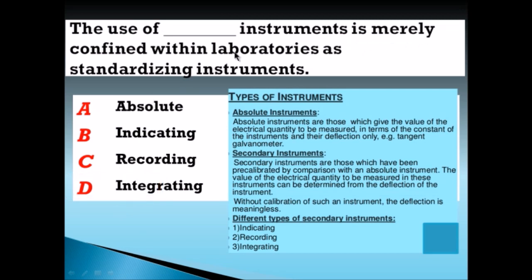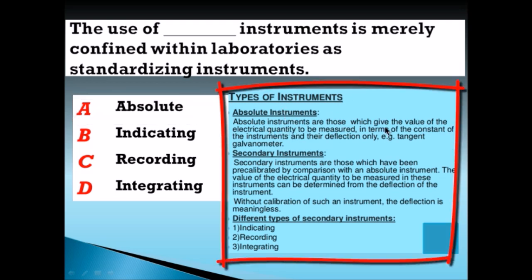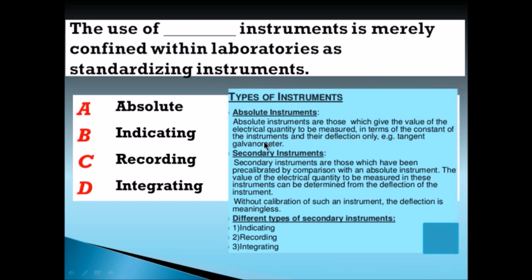The use of instrument is merely confined within the laboratory as standardizing instrument. So answer होगा absolute instrument. So option is A, absolute. So हम देखेंगे कि which type of instrument कौन कौन से होते हैं. So absolute instruments are those which give the value of an electrical quantity to be measured in terms of the constant of the instrument and their deflection only.